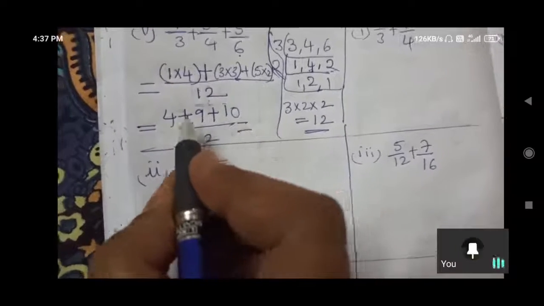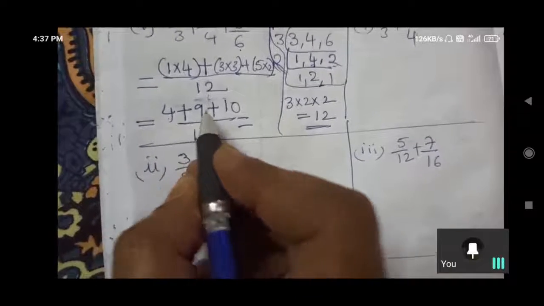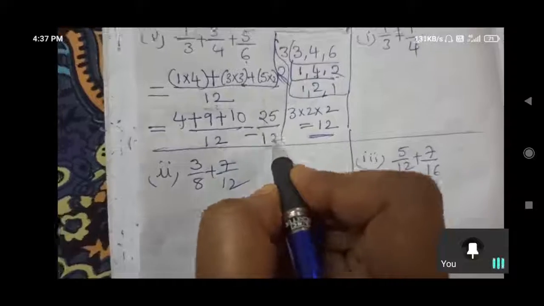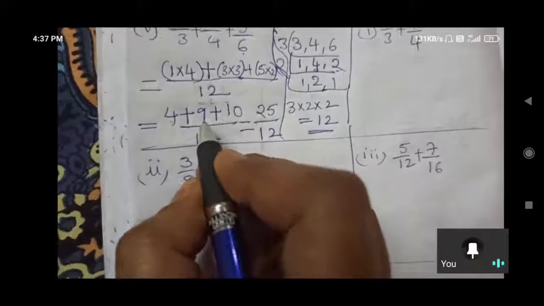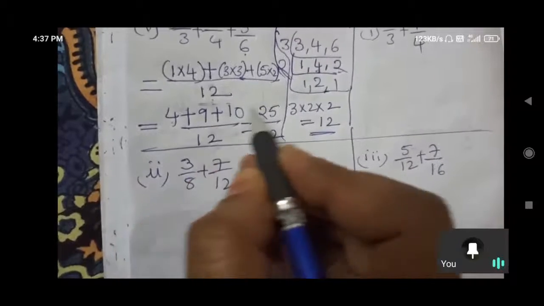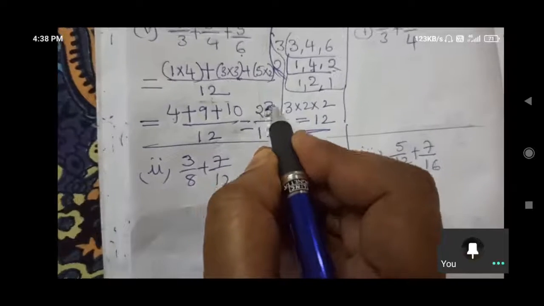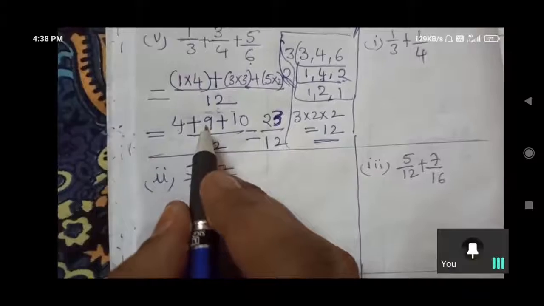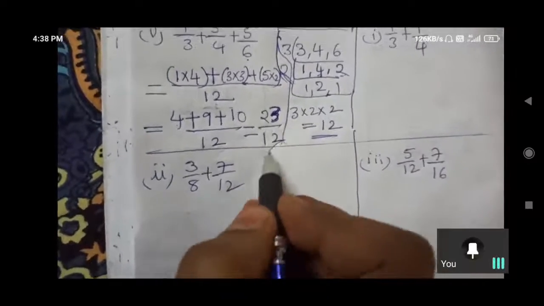So 10 plus 4 is 14, 14 plus 9 is 25. Yes, 25 by 12. 14 plus 9. How much Nana? 14 plus 9 is 23 only. Yes, 23. 13 kada? 4 plus 9 is 13, plus 10 is 23. 23 by 12 is the answer.